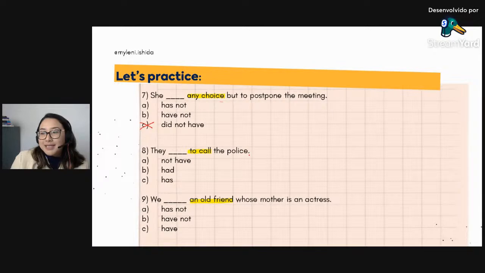They to call the police. Here, first of all, letter A doesn't exist, okay? They has, no, because has is for he, she, it. They had to call. And in this case, it's not the past perfect. This is the verb have as a main verb conjugated in the past simple. Eles tiveram que chamar a polícia.